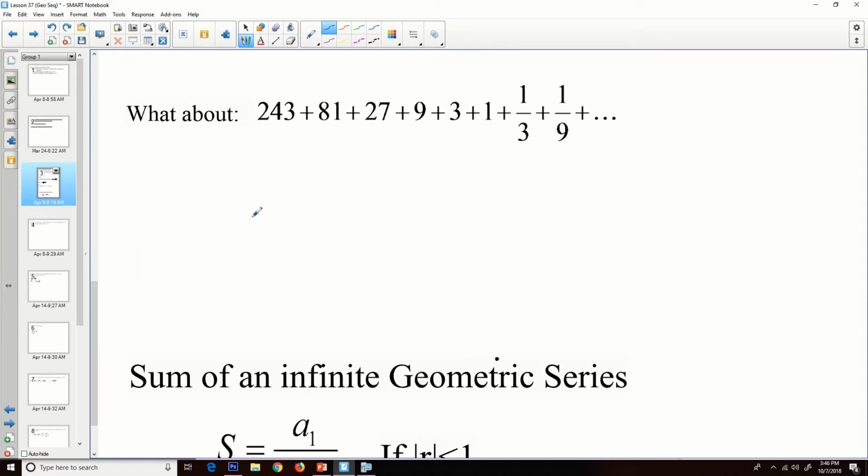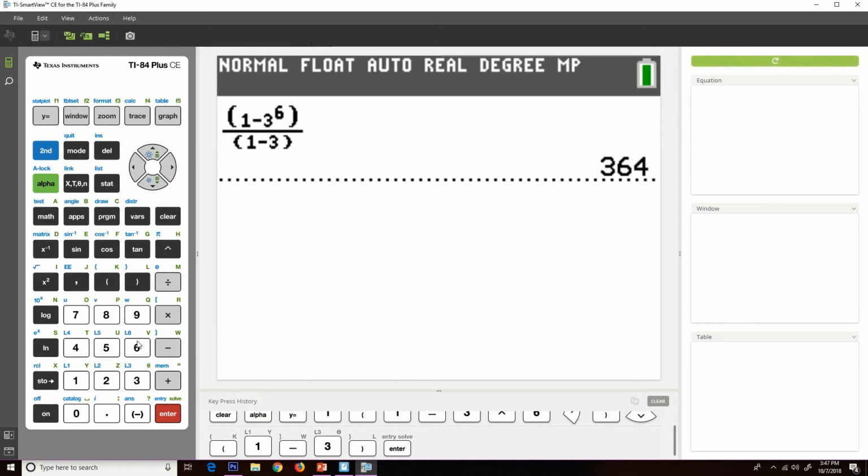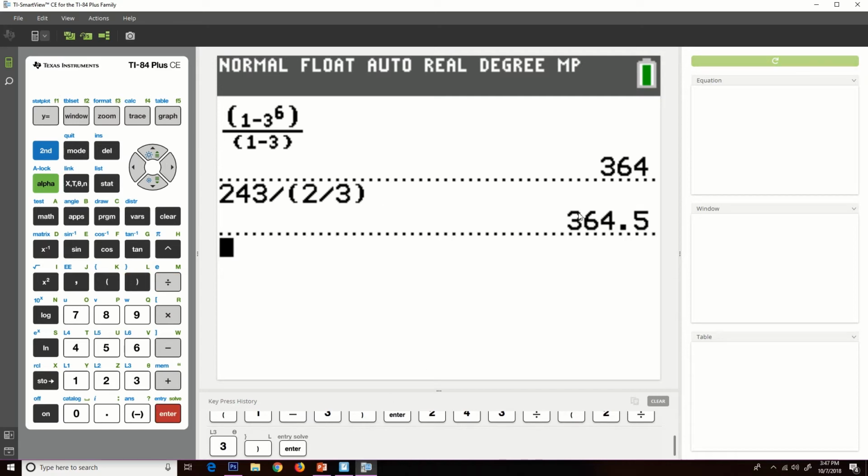So how do I calculate this sum? This is just going to be s equals the first term, 243, over 1 minus 1/3 in this case. 1 minus 1/3 is going to be 3/3 minus 1/3, so this will be 2/3. And so I'm going to grab my graphing calculator again, 243 divided by parentheses 2/3 like that, hit enter, and we get 364.5.